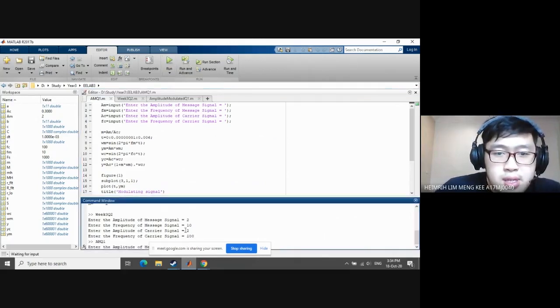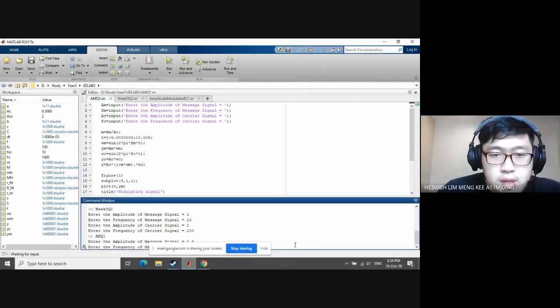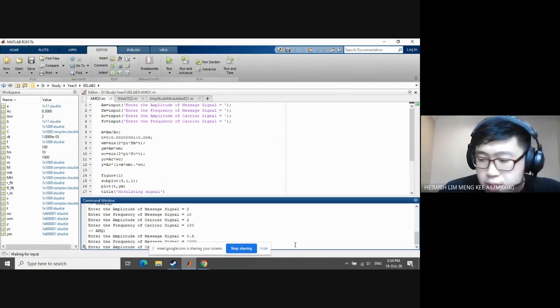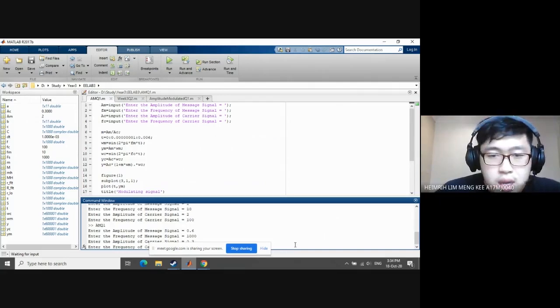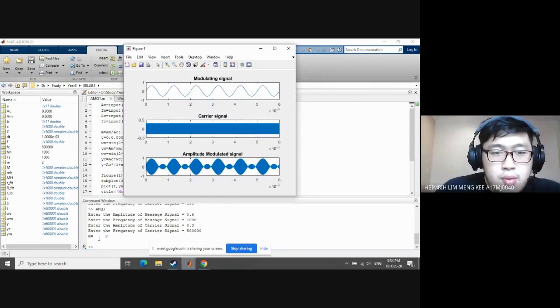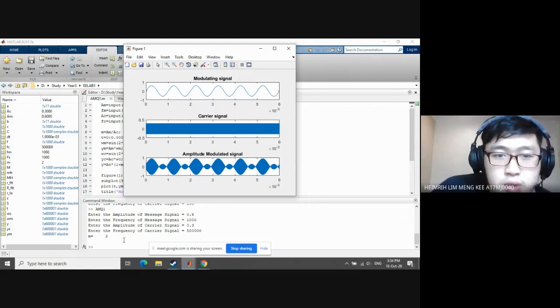So I'll run this. For the message signal, amplitude of 0.6 and frequency of 1000, and then for the carrier signal, amplitude of 0.3 and 500,000 frequency. So the modulation index here is 2, as shown here.